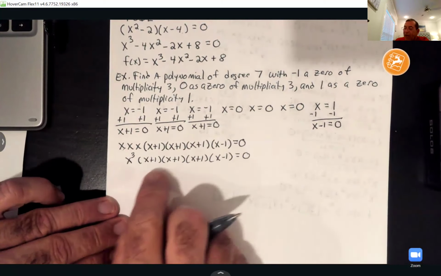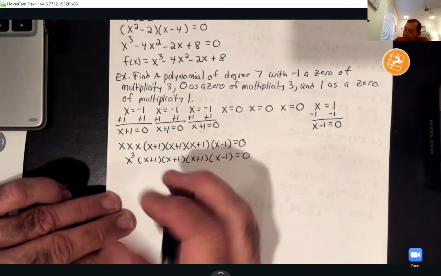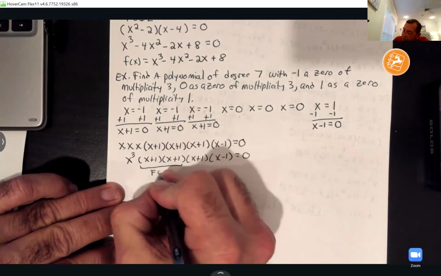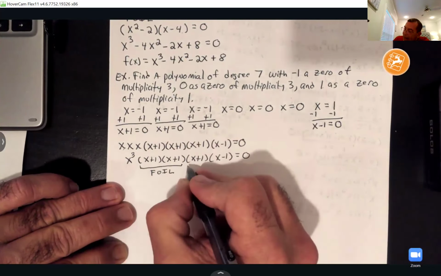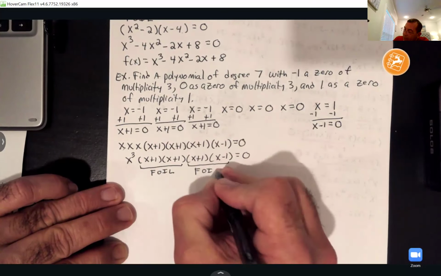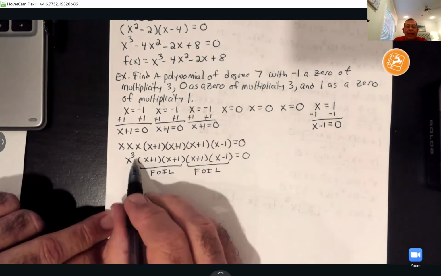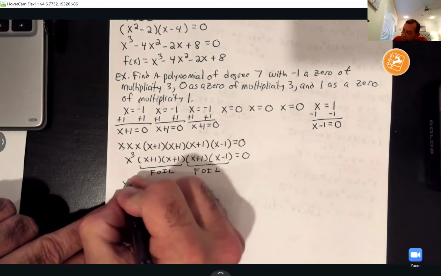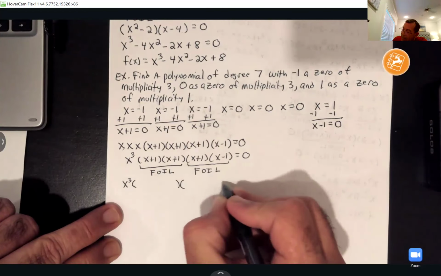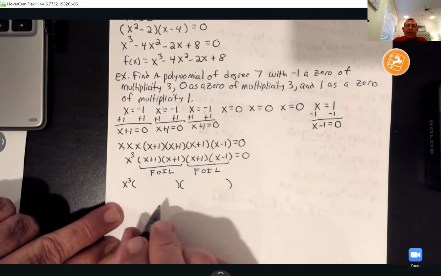So on the side here, I'm going to FOIL 2 things at a time. I'm going to FOIL these 2, and I'm going to FOIL those 2. So the first thing I'm going to do is bring down my x to the third. And then we'll see what we get when we FOIL these things out, okay?